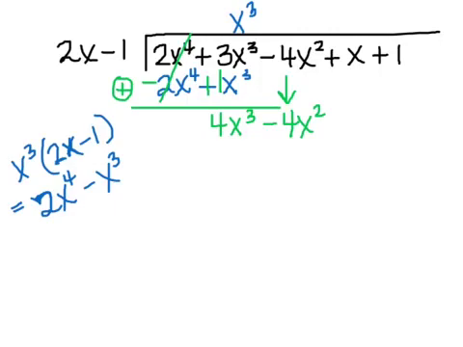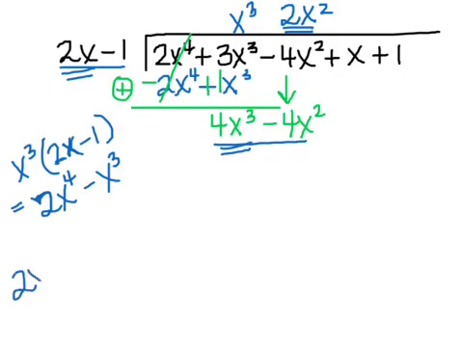Now you start the process over. We're going to divide this into this, but we focus on the front numbers, and we say, what do I write up here at the top so that when I multiply it by 2x, I get 4x to the third? Well, we need a 2 times the 2 to give us a 4, but we also need 2 more x's to give us the x3 that we need.